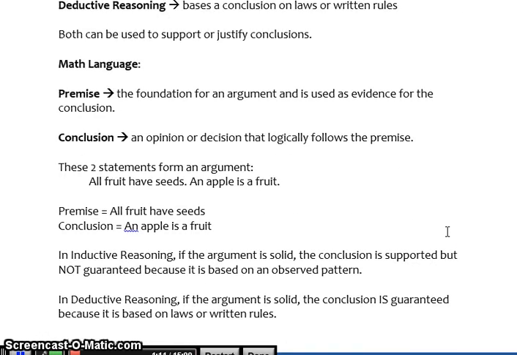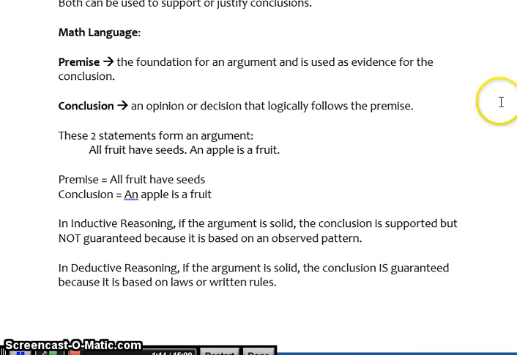There are a few words we need to talk about. The first is the premise. A premise is the foundation for an argument and it's used as evidence for the conclusion. So the premise is what you are using to back up your conclusion. The conclusion is an opinion or decision that logically follows the premise. For example, these two statements form an argument: all fruits have seeds, an apple is a fruit. The premise is all fruits have seeds. That is what you are using as evidence to make your conclusion, which is an apple is a fruit. Because we know that an apple has seeds, and according to the premise, all fruit have seeds, the apple must be a fruit.